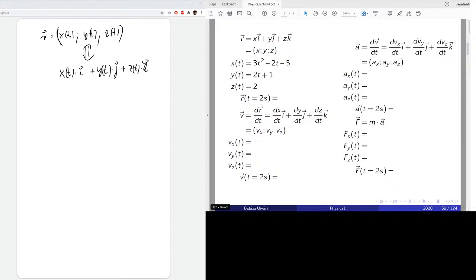So let's see. You can see on the presentation we have x(t) is 3t squared minus 2t minus 5, and y(t) is 2t plus 1, and z(t) is 2. You can think about how this particle moves. So for example, we can ask where the body is at t equal 0. So what is the initial position? You can calculate. So it's minus 5, 1, and 2.